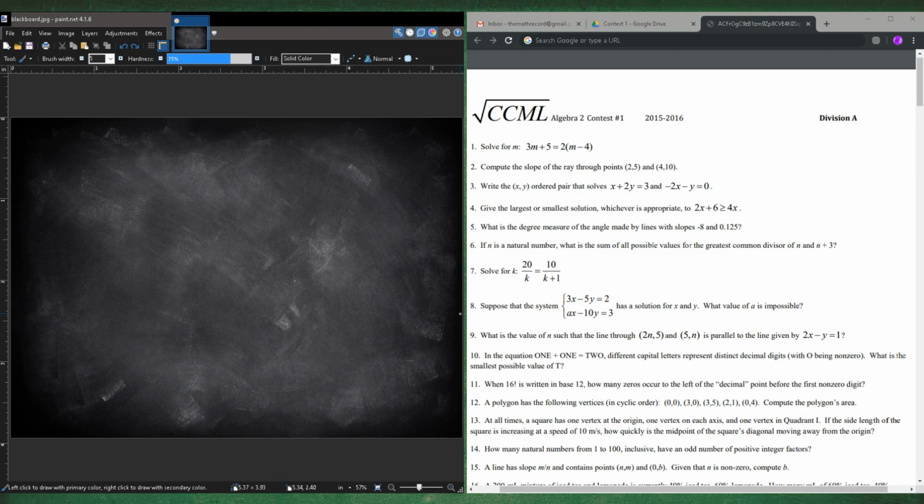6. If n is a natural number, what is the sum of all possible values for the greatest common divisors of n and n plus 3? So, the greatest common divisor of n and n plus 3. Technically, there's only going to be 2 answers. Whenever they give you something like n and n plus 3, the greatest common divisor is always possible to be 1.